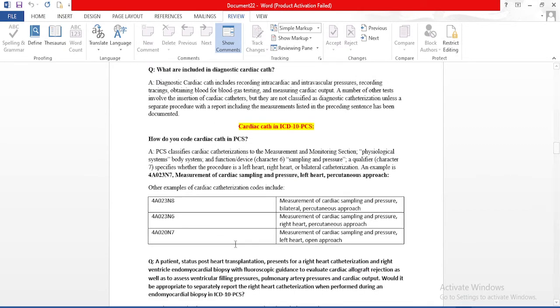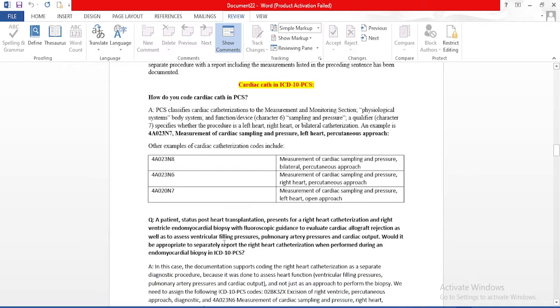Next question. What is included in diagnostic cardiac cath? Diagnostic cardiac cath includes recording intracardiac and intravascular pressures, recording tracings, obtaining blood for blood gas testing, and measuring cardiac output. Cardiac output means how much pressure is exerted by the heart to the body organs. A number of other tests involve the insertion of a cardiac catheter, but they are not classified as a diagnostic catheterization unless a separate procedure with a report including the measurements listed in the preceding sentence has been documented.